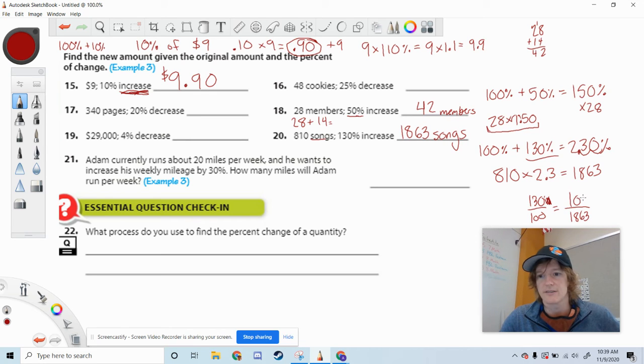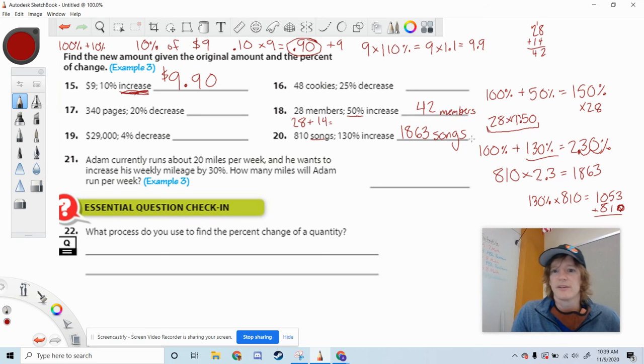Well, 130% that way of 810 is 1,053, and then we just need to add our 810 to that, and we get 1,863. But really, I want you to think about it.